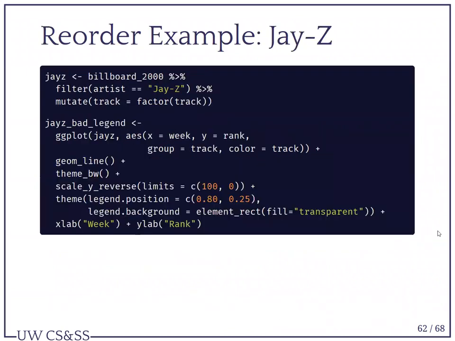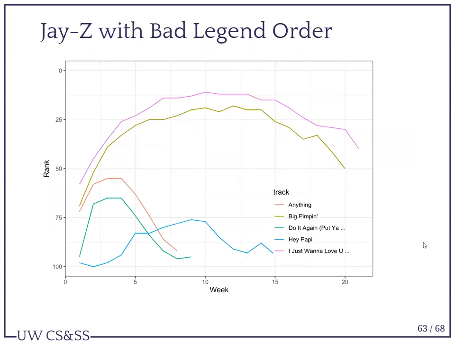Okay. So here's an example of reordering with Jay-Z. We're going to make this Jay-Z object using our Billboard 2000 data, and then filter to the artist Jay-Z with the dash. And then mutate the track to equal track as a factor. And then we're going to make a plot called jz_bad_legend and assign to it this ggplot with week on the x-axis, rank on the y-axis, and we're going to group and color the tracks. And it'll look like this.